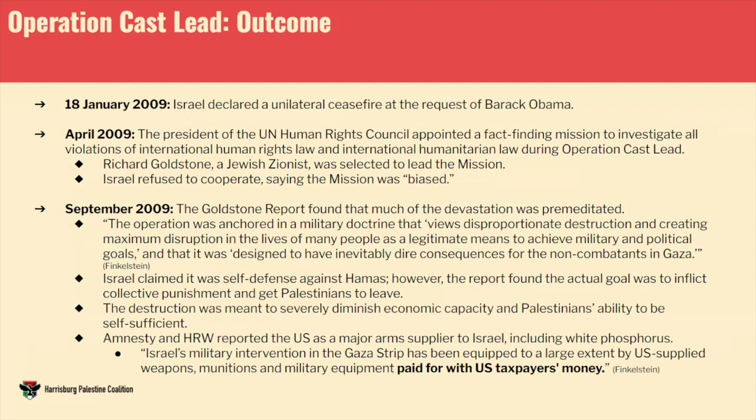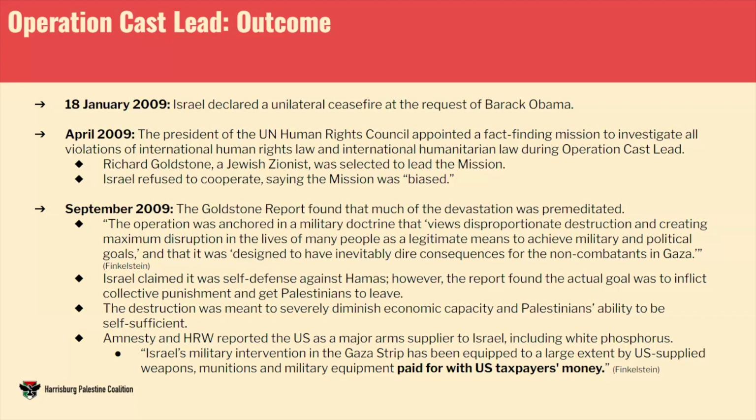In April, the president of the UN Human Rights Council appointed a fact-finding mission to investigate all violations of international human rights law and international humanitarian law during Operation Cast Lead. Richard Goldstone, who was a Jewish Zionist, was selected to lead the mission. So you would think that a Jewish Zionist being selected would be totally bulletproof. And yet, Israel refused to cooperate, saying the mission was biased. Surprised they didn't say it was anti-Semitic.